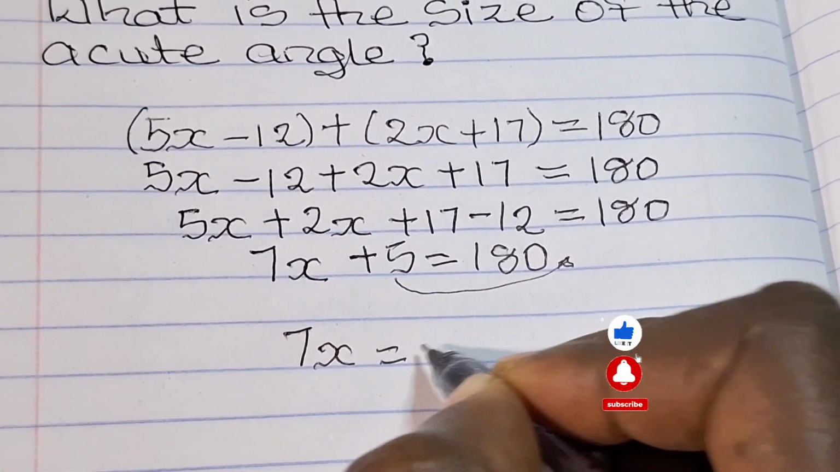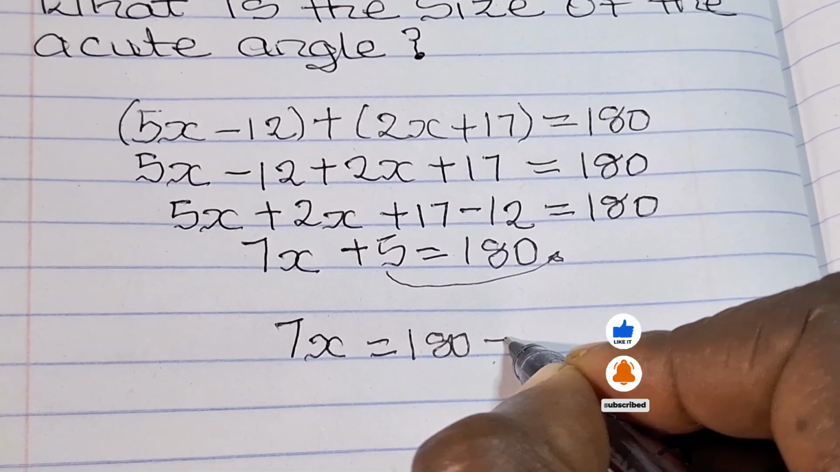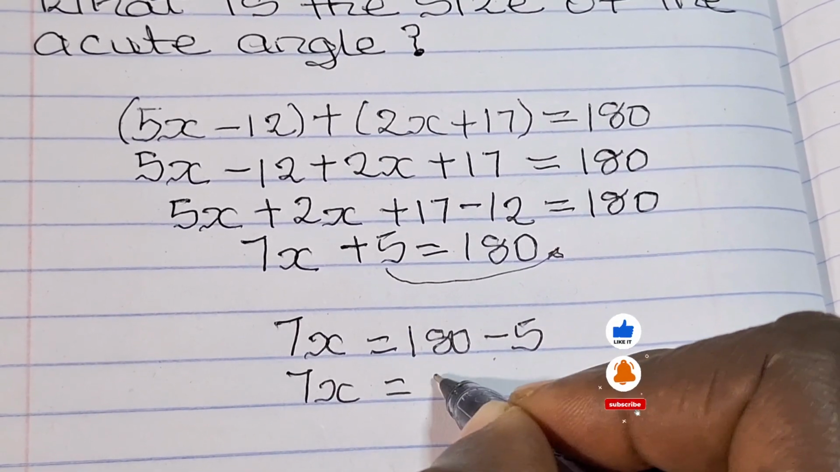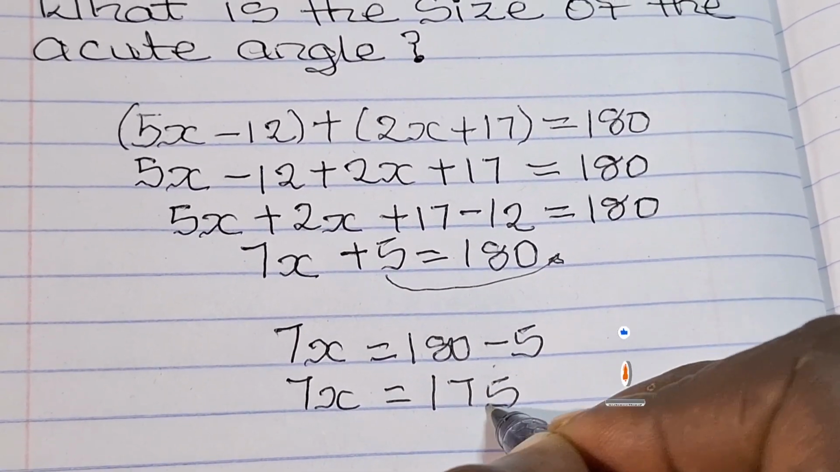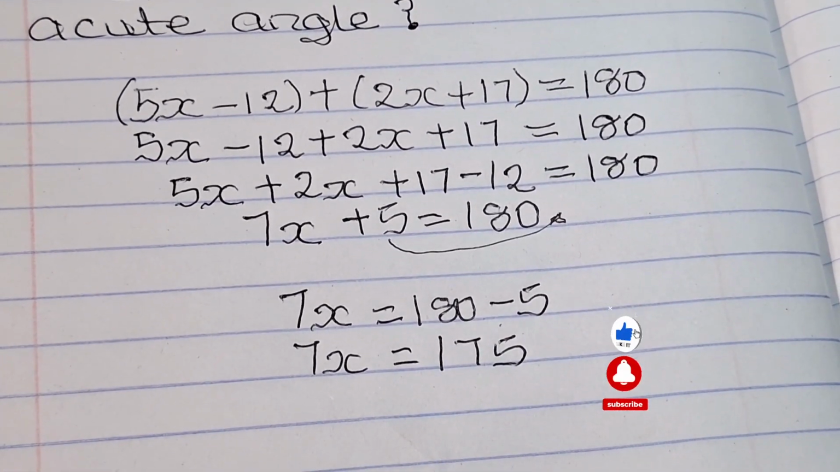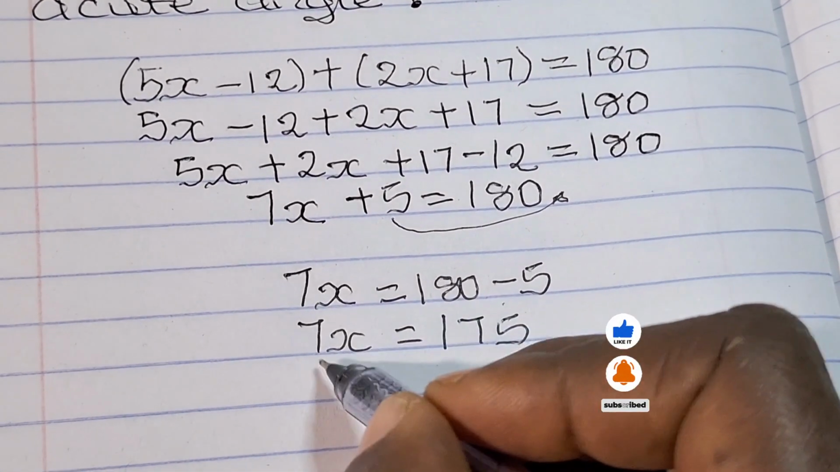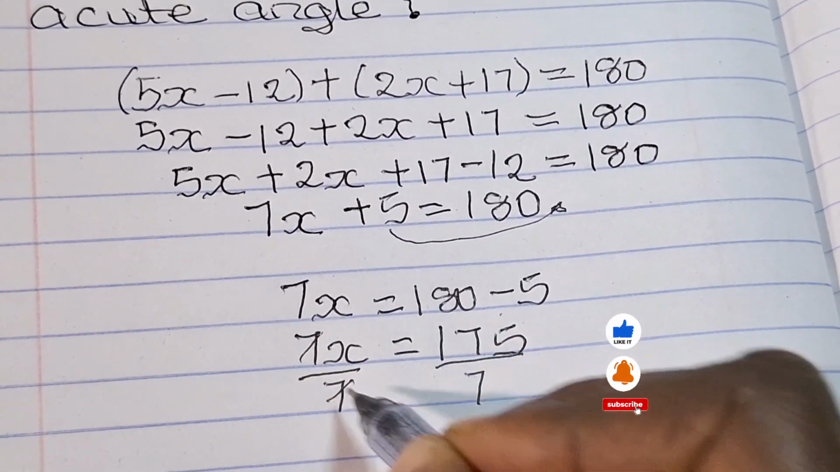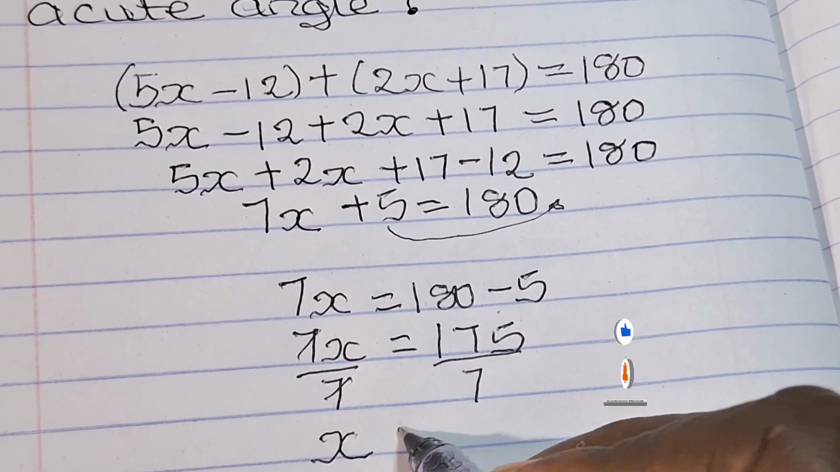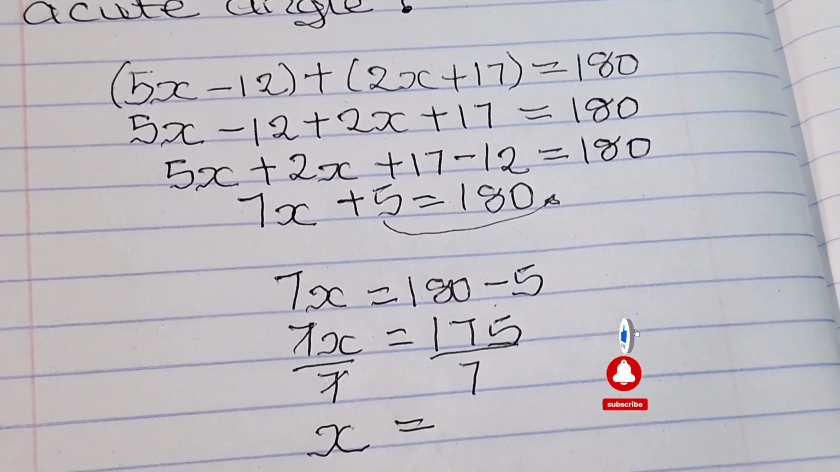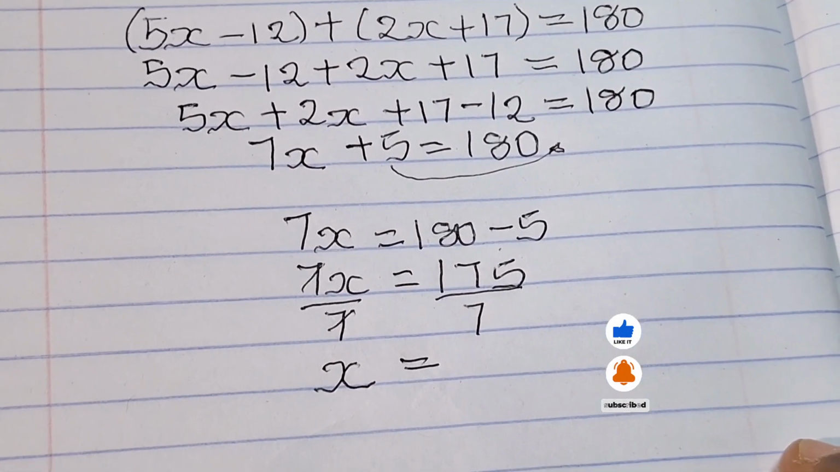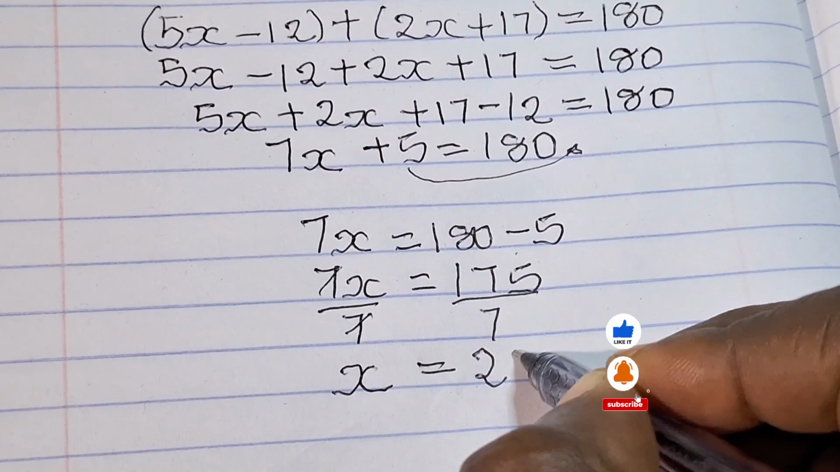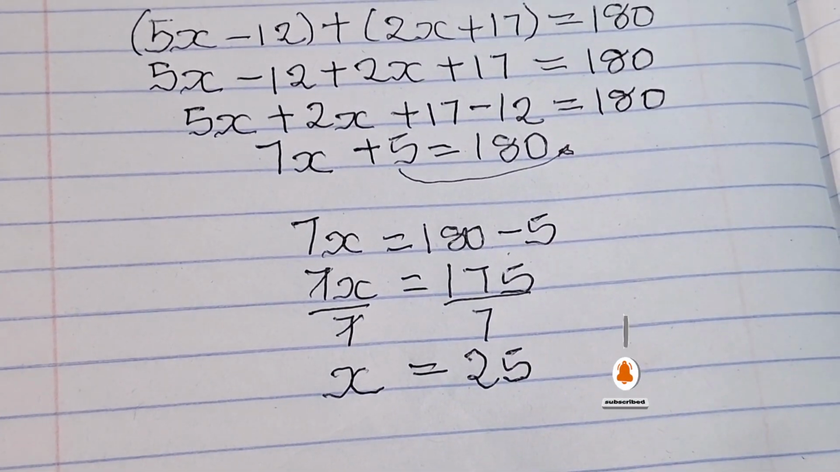7x is equal to 180 minus 5. And 180 minus 5 is 175. Okay? Now, this is 7x equal to 175. I'm going to divide both sides by 7 so I can get rid of the 7 and my x stands alone. 175 divided by 7 is 25. So my x is 25.